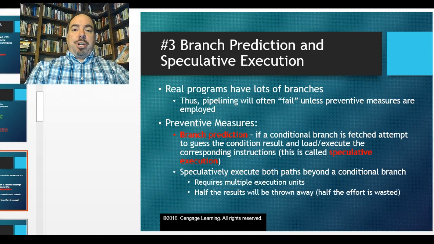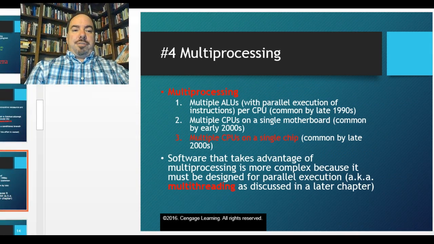Similarly with branch prediction and speculative execution, where it's trying to guess what the result is going to be ahead of time. This is getting into a level of computer science that's really beyond what a school of business needs to get into. But again, it's just another way of trying to make the CPU more efficient. Not faster, more efficient. And then the final one, of course, multiprocessing is pretty straightforward.